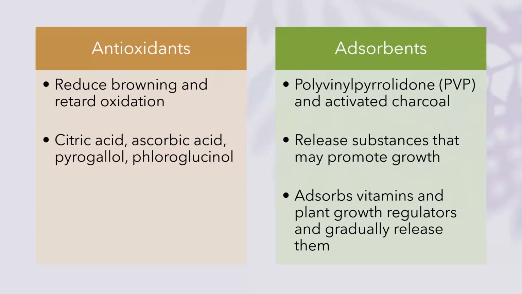Adsorbents are also used to promote morphogenesis by absorbing inhibitory compounds in the culture medium and substantially decreasing the toxic metabolites, phenolic exudation, and brown exudate accumulation. Two adsorbents are polyvinylpyrrolidone or PVP and activated charcoal. Activated charcoal releases substances naturally present in the charcoal that may promote plant growth. It also absorbs vitamins and plant growth regulators from the medium and gradually releases them to the explant.